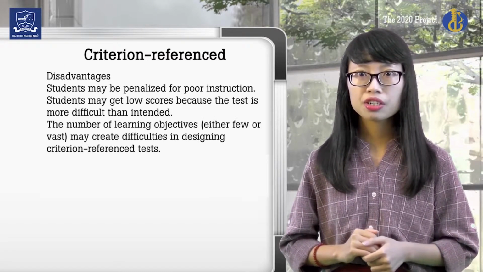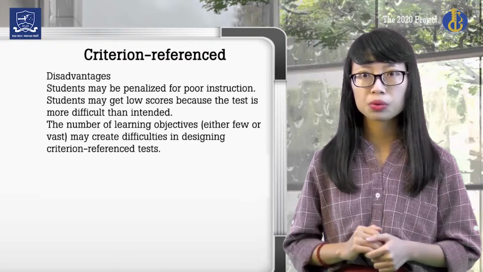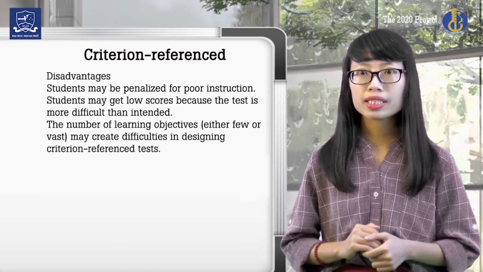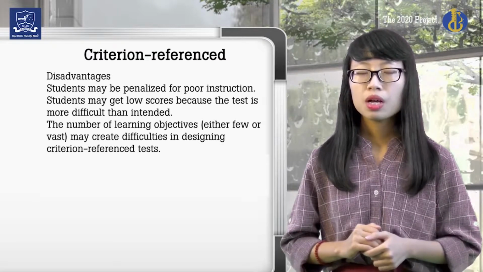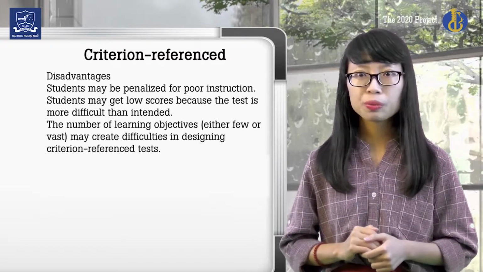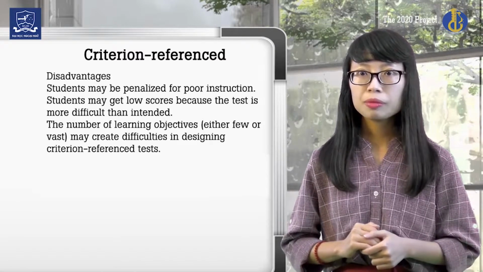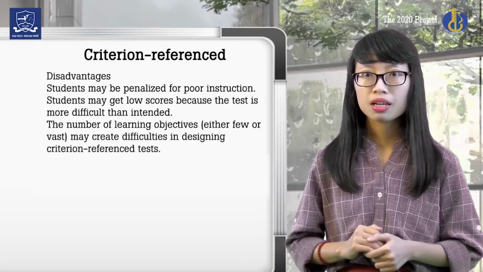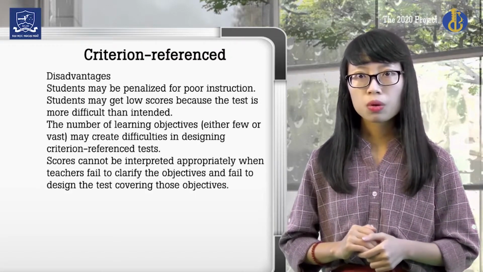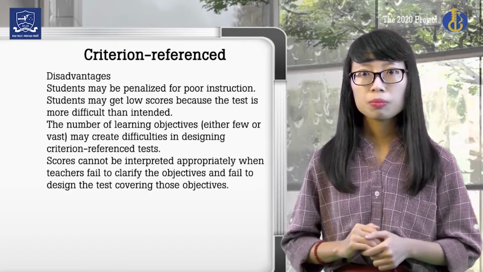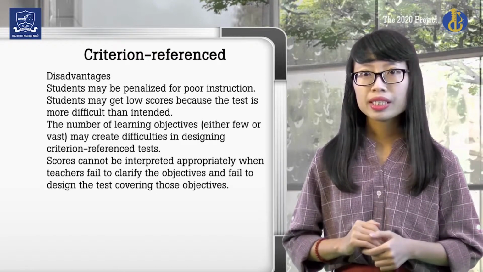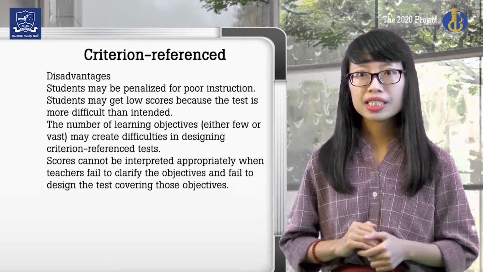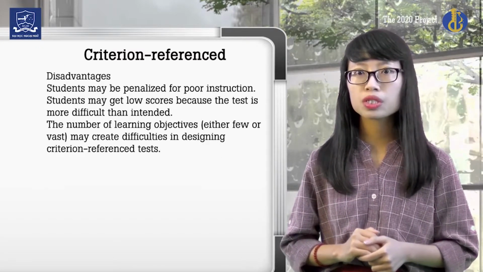Another disadvantage of the criterion reference approach is that it cannot be applied to all testing situations. When there are too few or too many learning objectives, it may be difficult to design criterion reference tests. Moreover, scores cannot be interpreted appropriately when teachers fail to clarify the objectives and fail to design the test covering those objectives.